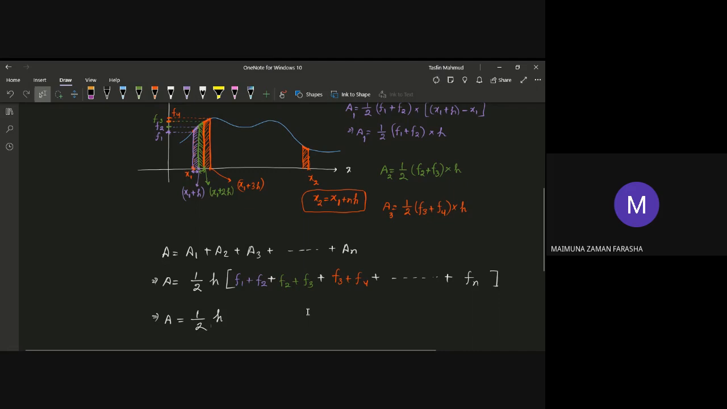2f2, 2f3 equal. Exactly. So we have 2 f2s, we have 2 f3s, and similarly we will get 2 f4s, but we will have only one f1, and we will have only one fn, because f1 will be considered only once whenever we are considering this purple color trapezium, right? And fn will be considered only once when we are considering this last trapezium. But the other terms are considered twice because they are common in between two trapeziums.